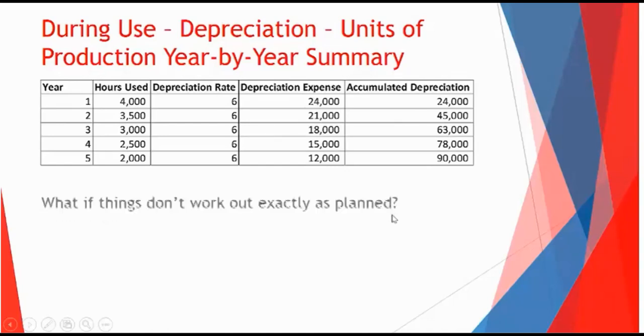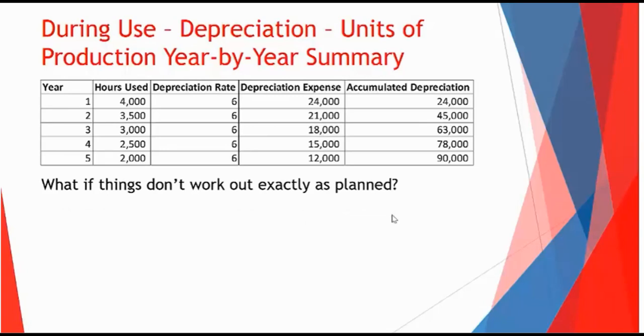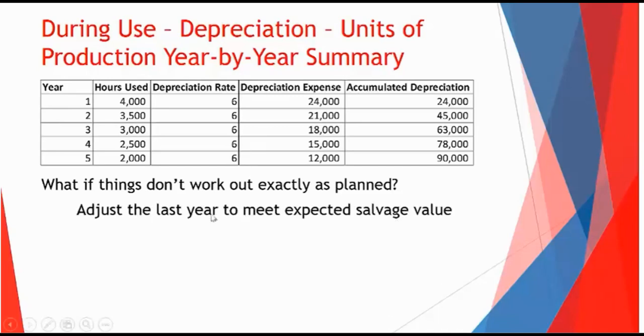What if things don't work out exactly as we planned? So I'm going to say that if we estimate when we buy a forklift that it's going to run for 15,000 hours, I'm just going to speculate that it's not going to run for exactly 15,000 hours. We might be off by at least an hour or two. So what happens in that case is we're just going to take our last year and adjust it to meet whatever our expected salvage value was.